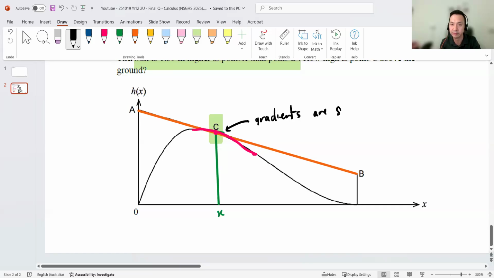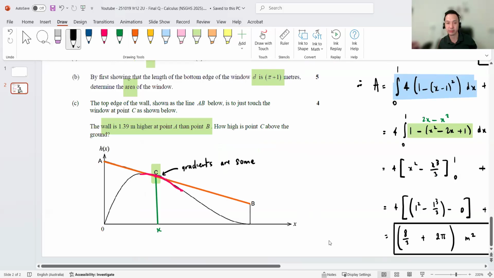So I can find the gradient of the orange line because I know how far it's run, that's pi plus 1. And I know the height, so I can find the gradient. So let's do that first. Okay, come over here.